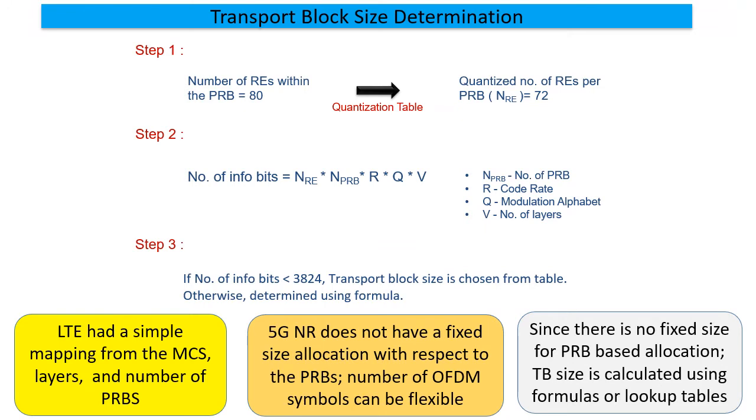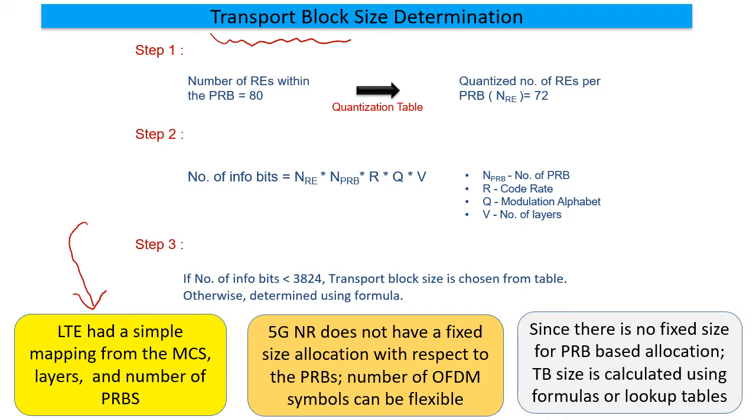One of the things which is very important to keep a note of is that in LTE, the transport block sizes were easily obtainable from a lookup table. If you know the resource blocks and the features like MCS, MIMO layers, etc., then the transport block size was readable from a table. This table was there in the 3GPP specs. In 5G NR, things are not going to be very simple. LTE had a very simple mapping. Once you had the MCS, layers and the number of PRBs, you got your TB size.